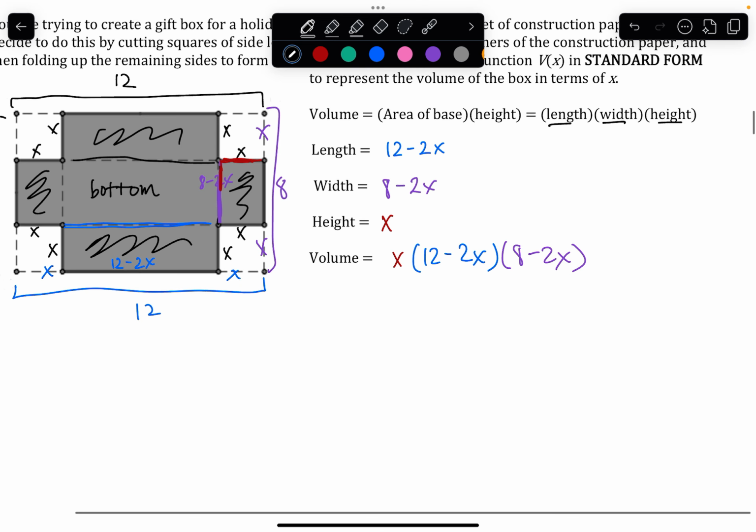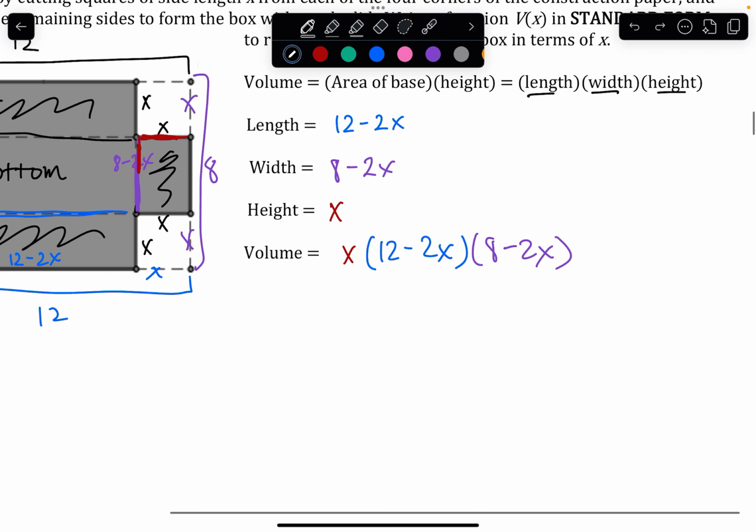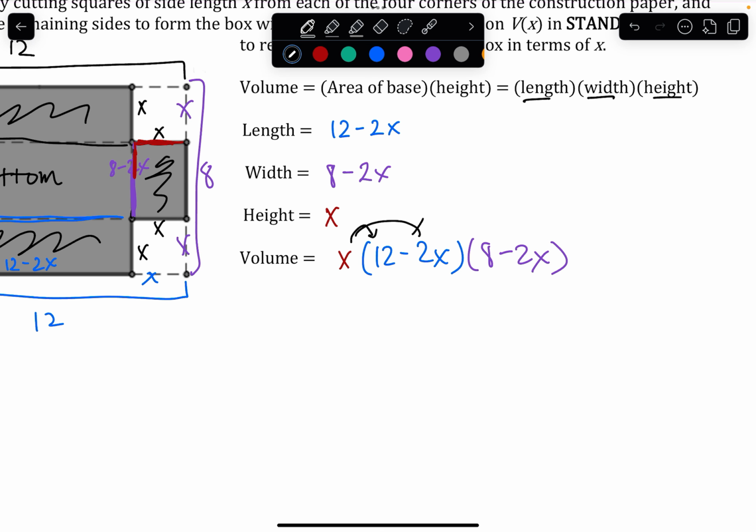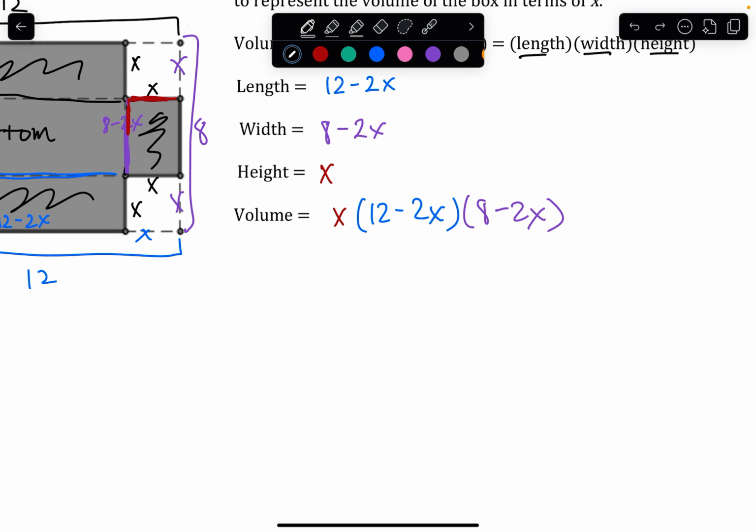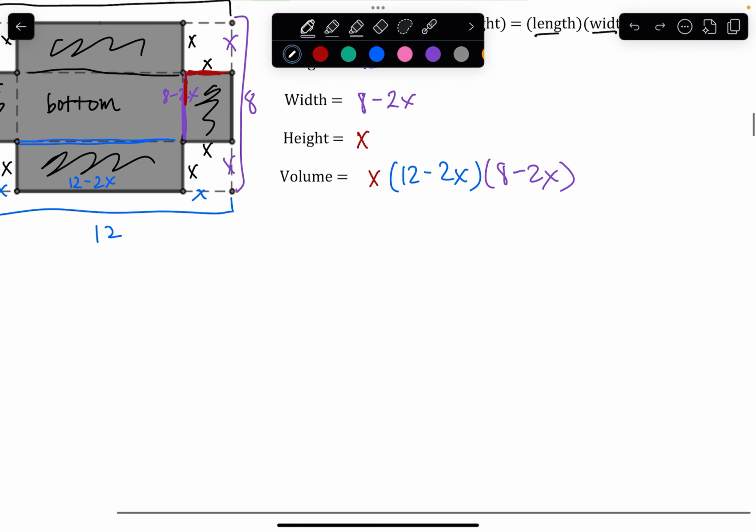Because this would be a FOIL situation. You could distribute the x first if you wanted to. I just wait and distribute at the end. If you do distribute first, only distribute it to one set of parentheses, not two. You would be multiplying by x twice if you distribute it to both sets.